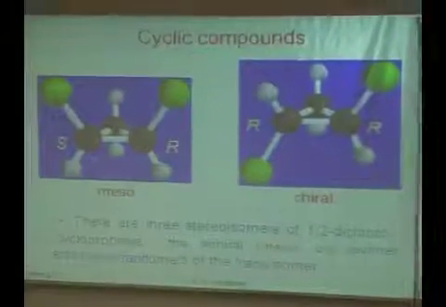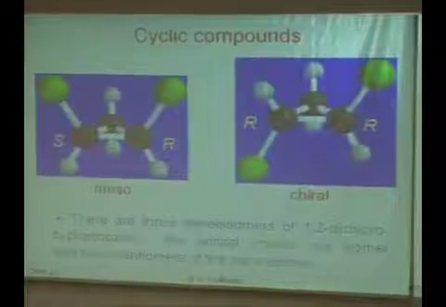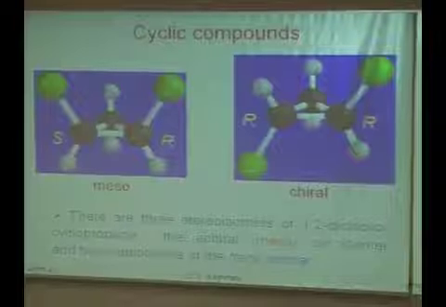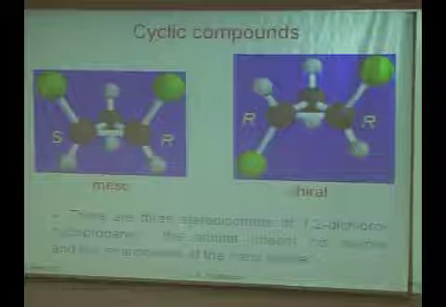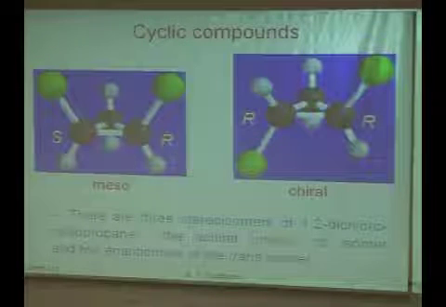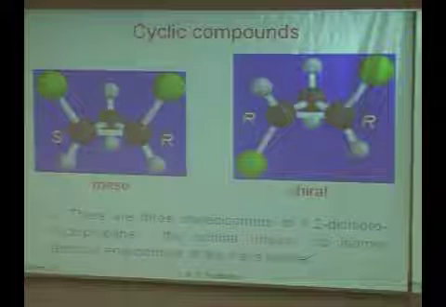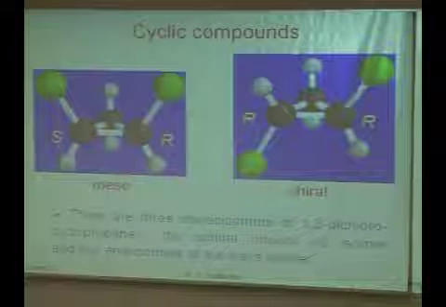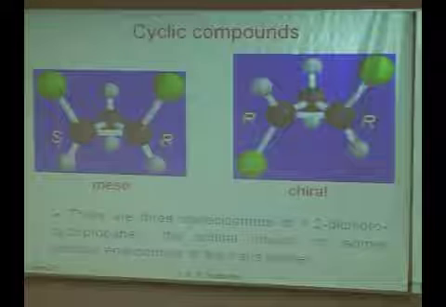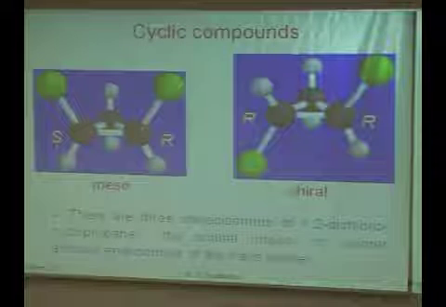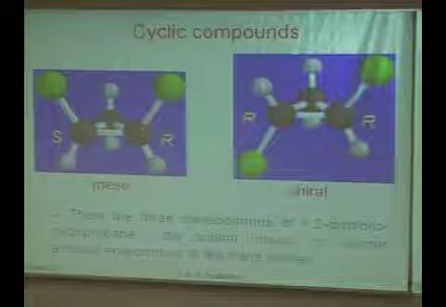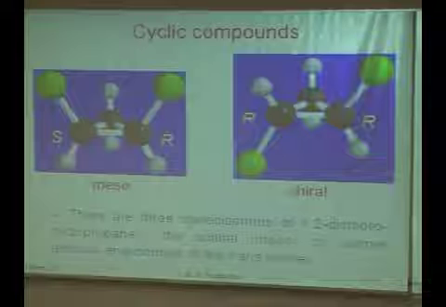Now, this molecule is a meso compound. Why is it a meso compound? It has a plane of symmetry. Where is the plane of symmetry? Right in the middle, right here. This is a plane of symmetry.